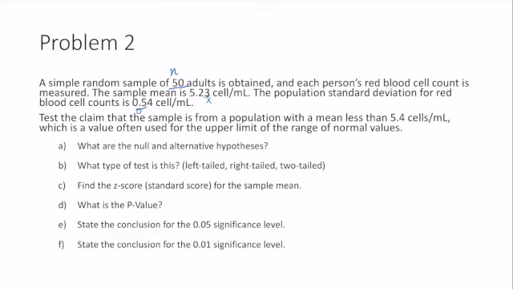So, let's state our null and alternate hypothesis. We're going to figure out what type of test this is, find the z-score, find the p-value, and then state our conclusions at the 0.05 and the 0.01 significance level. So I'm going to go to a blank page. So what's my null hypothesis?